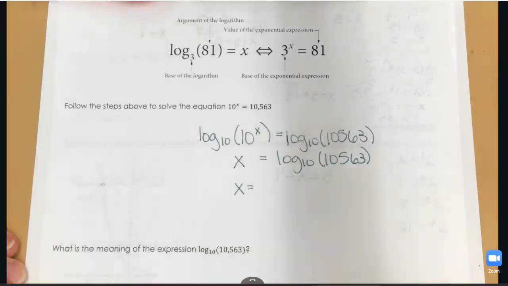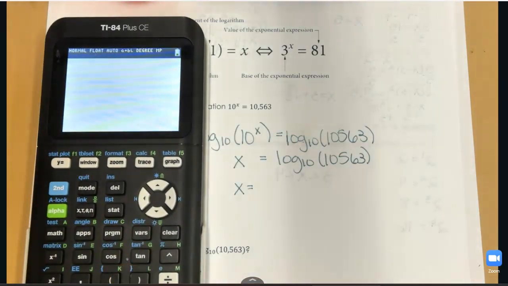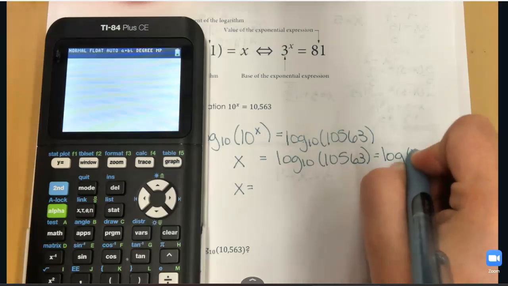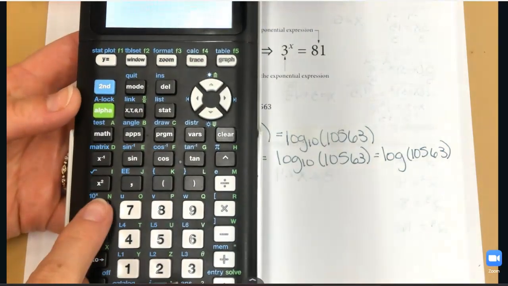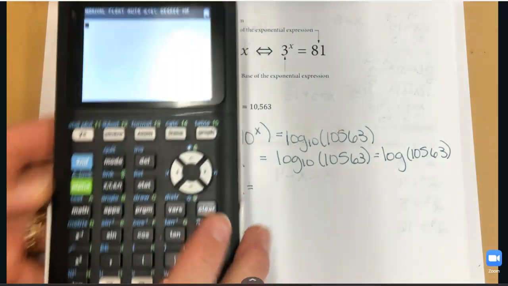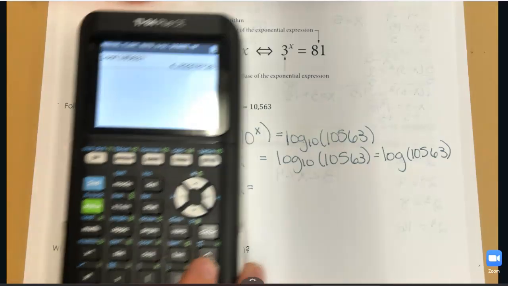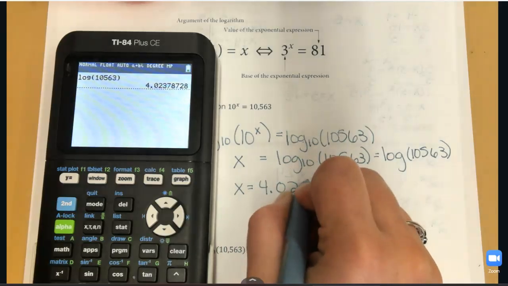Now, the nice thing about log base 10 is we call this our common base. So if we don't write a base, we're going to assume it has a base of 10. So you could also rewrite this as just log of 10,563. And you can use this log command next to the 7. That is log base 10. If you have a calculator on your phone built in and it has a log function, that is usually of base 10 as well. So there is our answer.